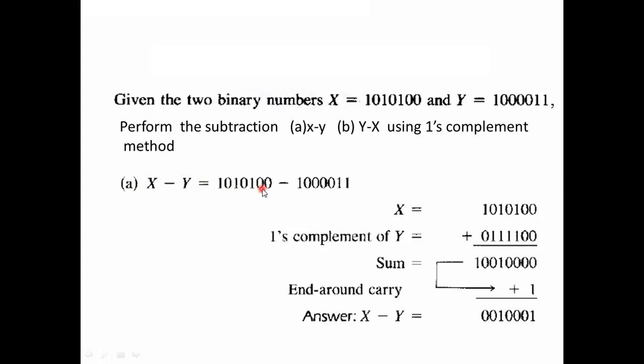If you observe these two numbers, this number is the biggest and this number is the smallest. So we are doing big number minus small number. What is the result, positive or negative? Compulsorily we get a positive number. See here, which number is subtracted? 1000011. This number is subtracted.